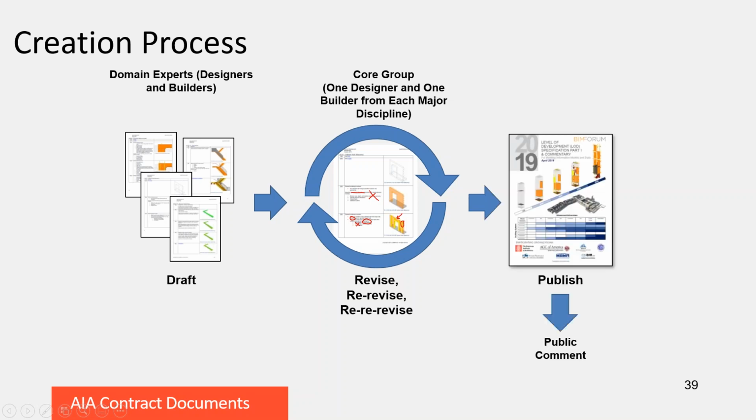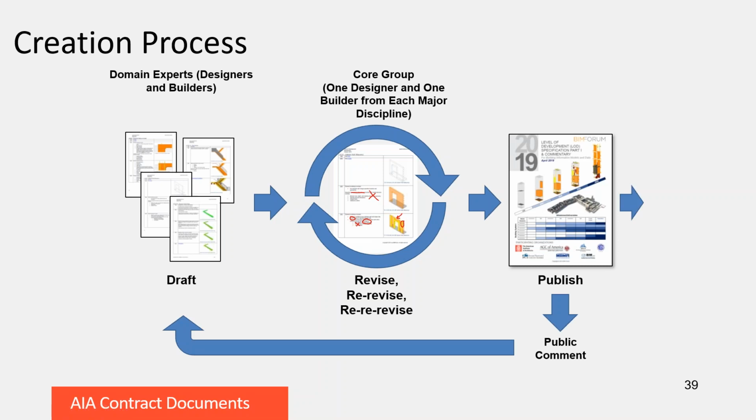So the first time we publish it, we send it out for public comment, and then run it back through the cycle and publish an official version. It's updated every year, but all of the previous versions are kept on the website. And so a project can sign up to, say, the 2019 version, and when the 2020 version comes out, the team has the option of updating to the 2020 or sticking with the 2019.